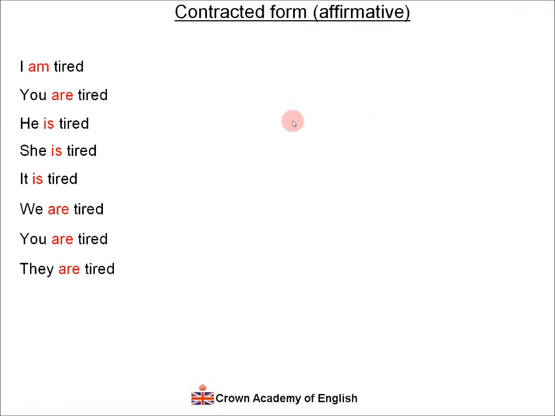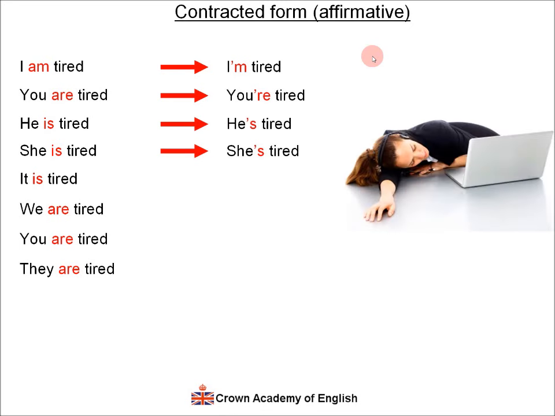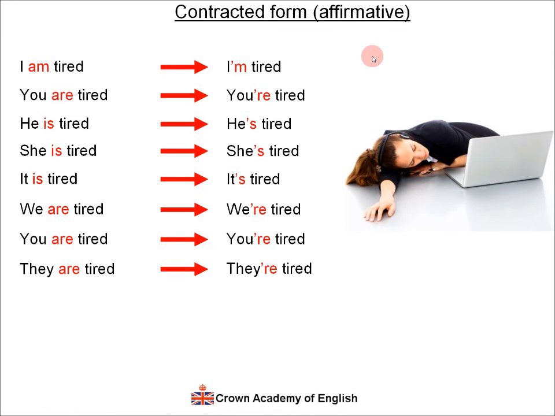Let's look at the contracted form of the affirmative. So here is the full form. We have already seen this. So the contracted form is I'm, apostrophe M. You're tired. He's tired. She's tired. It's tired. We're tired. You're tired. They're tired. So we use the contracted form often in spoken English.